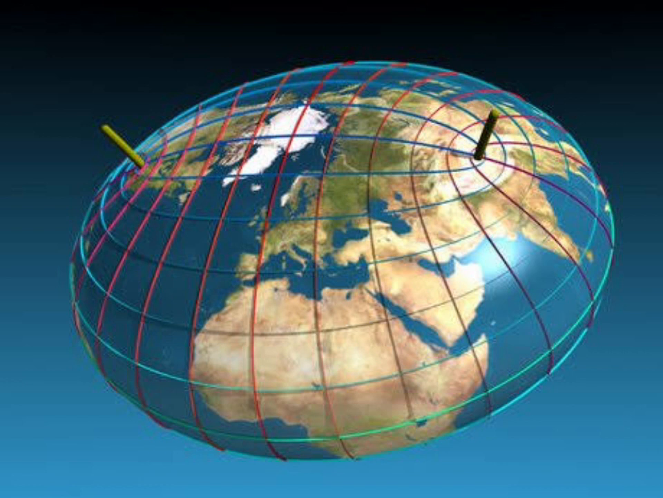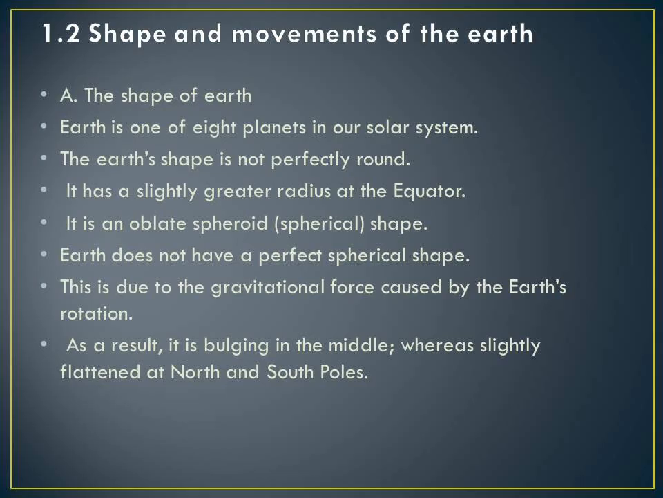So this is all about the previous topic. Today we are going to proceed with shapes and movements of the earth. First we are going to look at the shape of the earth. Earth is one of the 8 planets found in our solar system.